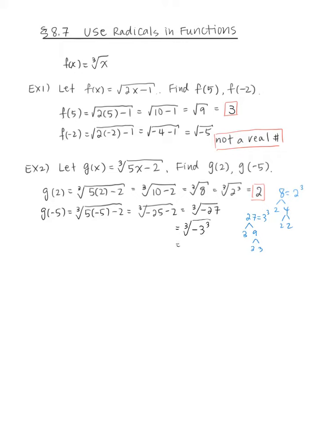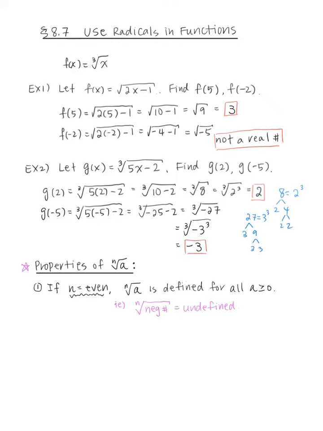Now remember, this time you're given the cube root, so you can have a negative number inside of the radical. So in this case, our answer is just going to be negative 3, because the power of 3 and the cube root, they're going to cancel each other out. So our answer is negative 3.